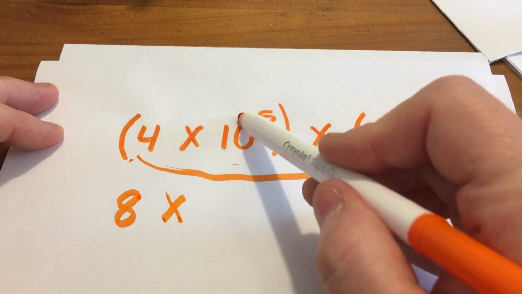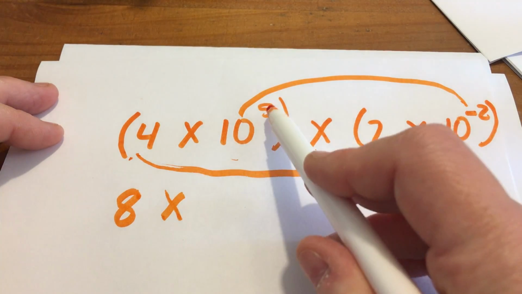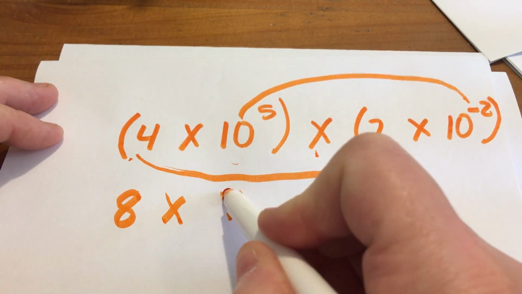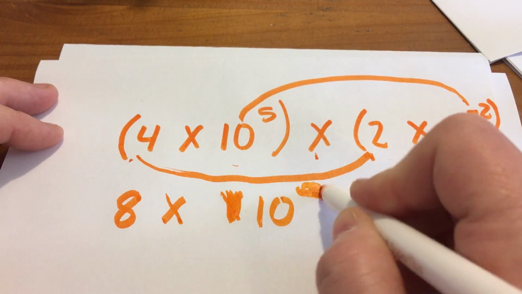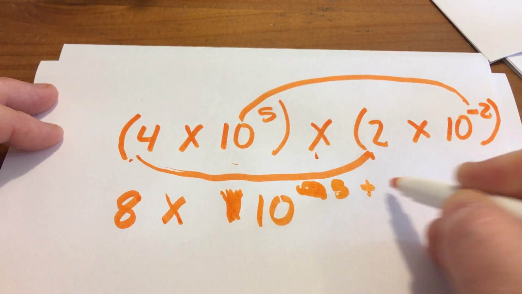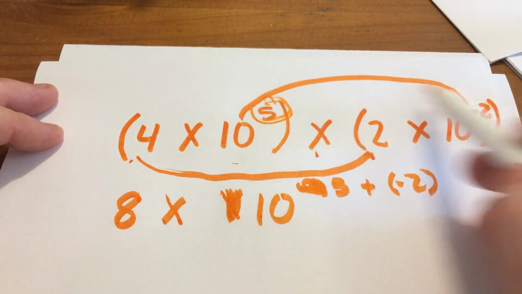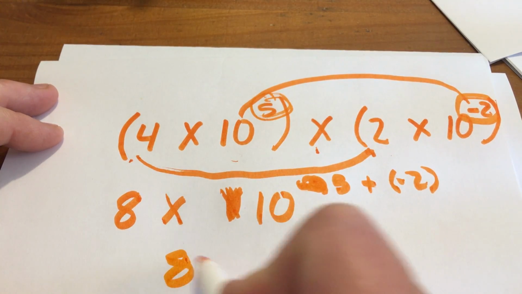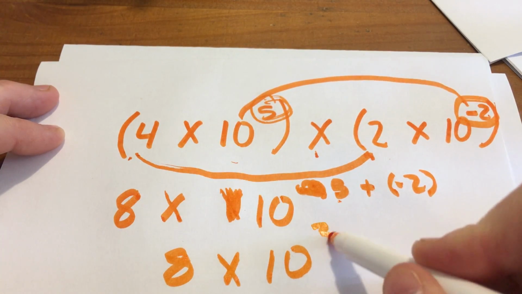Now, you want to take the exponents and multiply those. 10 to the 5th times 10 to the negative 2 would be like this. 10 to the 5th plus negative 2. Remember, you add these exponents. 5 plus negative 2, and your answer would be 8 times 10. 5 plus negative 2 would be 3.